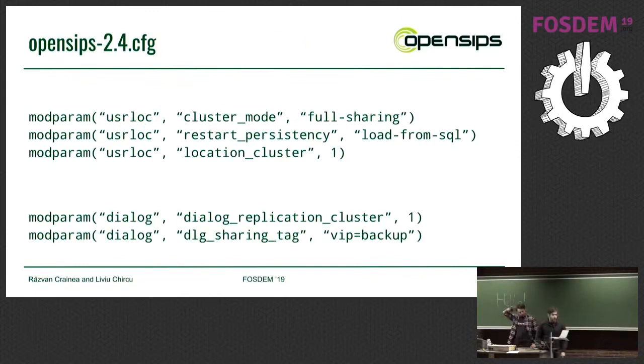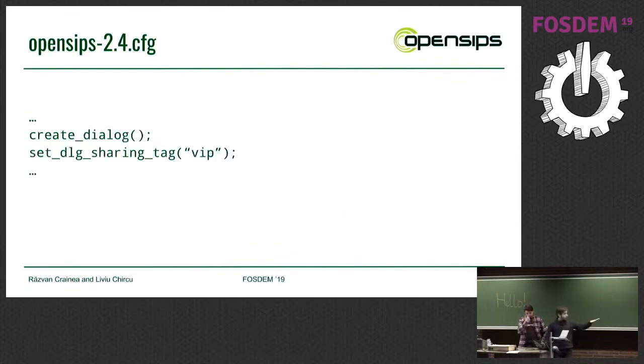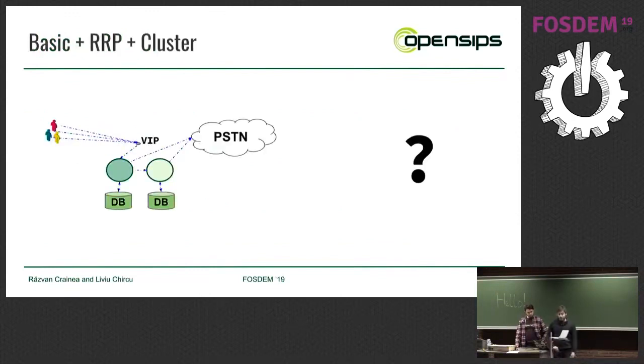I talked a lot about this, but enabling it is done in about 3 lines. All you have to do is switch the user location into persistency mode and into full sharing, give it a cluster, and do the same for the dialog module. And after you create the dialog, just tag it with the VIP tag. That's all you have to do. Okay, so is this enough now? Well, actually, it's pretty good now, but customers always want more.